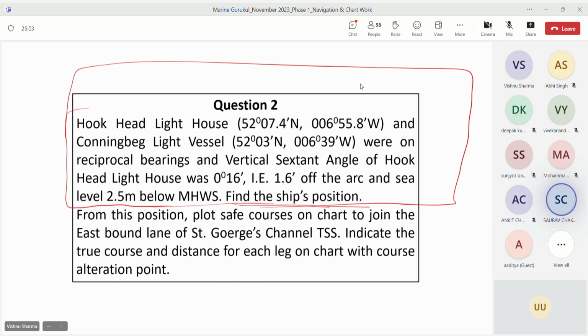PL by reciprocal bearing and PC by vertical sextant angle, right? Yes, sir. Very good. Then you ask yourself the next question: how do we plot the PL by reciprocal bearing, and how do we go about getting the PC by vertical angle? That is the next step you'll ask yourself. If you can't figure out, then you can't proceed further, but this is how you find your way out from the question.